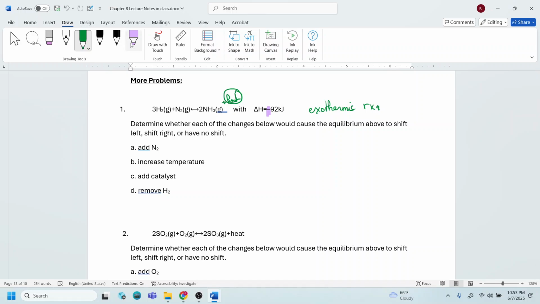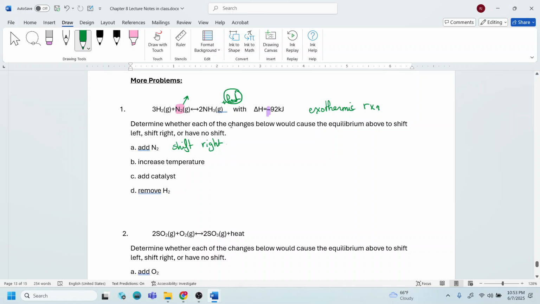Adding nitrogen. So where is nitrogen? Nitrogen is in the reactants. I am increasing the concentration of nitrogen. Put your hands together, raise your left hand. Then the direction of equilibrium is going to shift towards the right. Please practice this. And if you have any questions, you let me know. Okay?